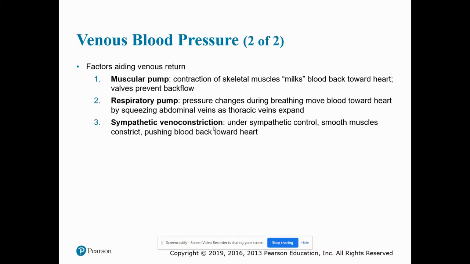There are three factors that we are going to talk about here. One is the muscular pump. Skeletal muscles contract and milk blood back to the heart, and we also have valves in veins, which help prevent backflow. Then there's the respiratory pump. Pressure changes during breathing help move blood toward the heart by squeezing abdominal veins as thoracic veins expand. And finally, we have sympathetic venoconstriction. Under sympathetic control, the smooth muscles constrict, pushing blood back toward the heart.